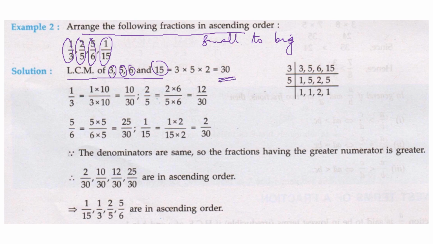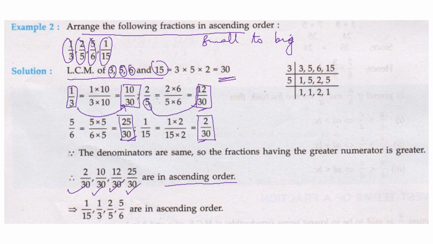So once you got the LCM, you have to change your old fractions to new fractions whose denominator is 30. So 1 by 3 will become 10 by 30, 2 by 5 will become 12 by 30, 5 by 6 will become 25 by 30 and 1 by 15 will become 2 by 30. Now they all are like. Can you see they are like? Because all of them have the denominator 30 only. So then, which one is the smallest there? The smallest fraction here is 2 by 30, then 10 by 30, then bigger than 10 is 12 by 30, and then 25 by 30. They are in ascending order.